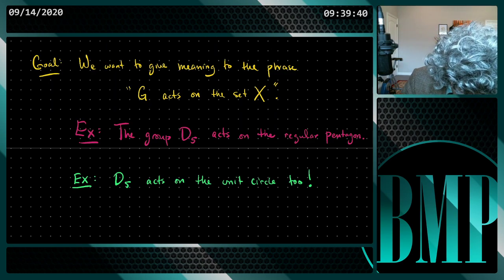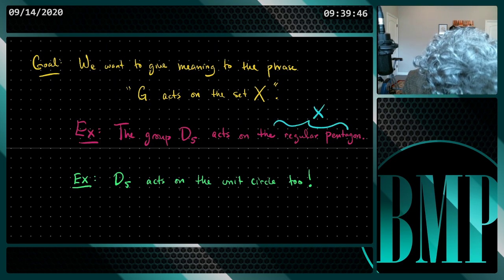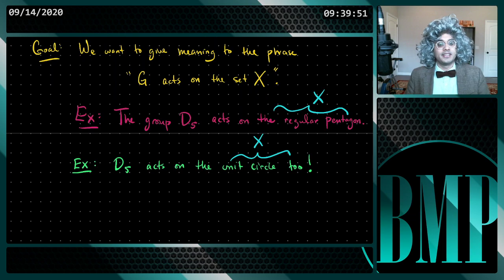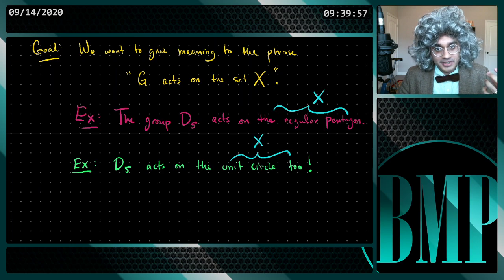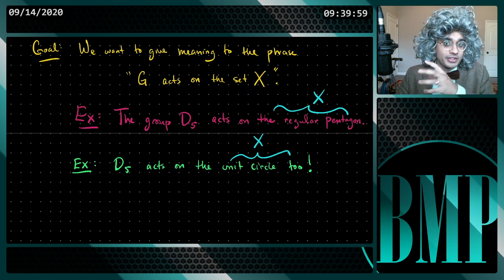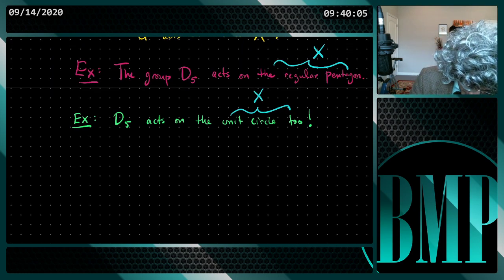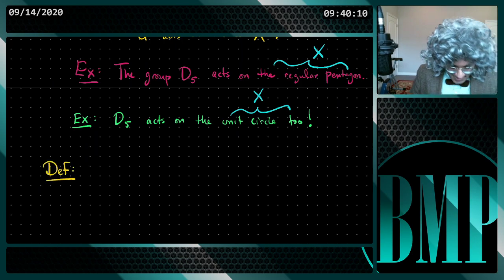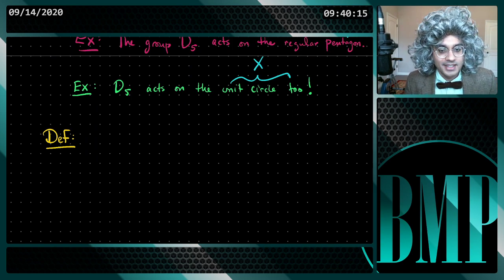So in this example, X is the regular pentagon, and X is the unit circle in the second example. These are two different contexts, but a group is acting on some object via permutations of that object. So I'm going to give you one definition of what a group action is. So definition number one. This is probably the most elegant definition that you'll find. It's like the shortest sentence definition.